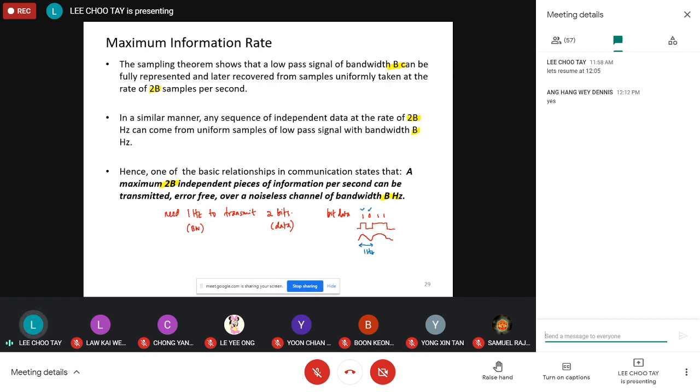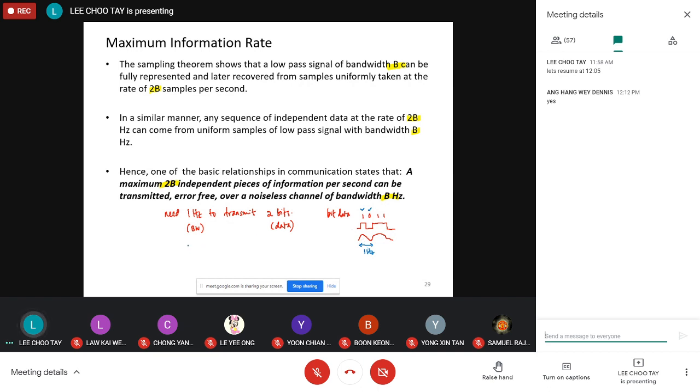But this is only true when you transmit your signal using this kind of line code. One is represented by a rectangular wave, which lasts for the entire duration of the bit, and zero is also transmitted using a pulse which lasts for the entire duration of bit zero. This is only true for this kind of line coding. Later when I talk more about line coding, you will see that the bandwidth requirement will change following the type of line coding method you use.